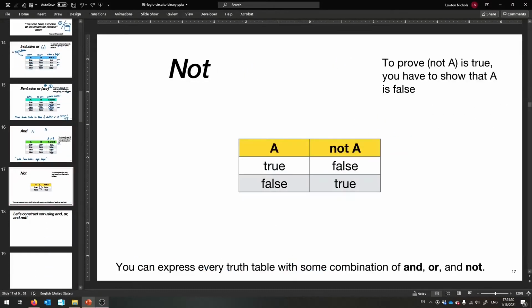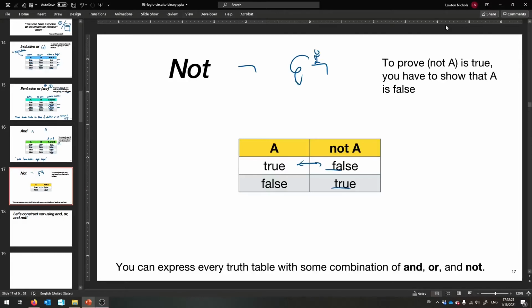So the next one is called not. Not is the simplest one because it just takes one thing, only A itself. So to prove that not A is true, you just have to show that A is false. That's the idea. It's a flip-flop. The symbol for not, I want you to think of as a diving board that some person is about to jump off and do a flip on, because it flips true to false and false to true.